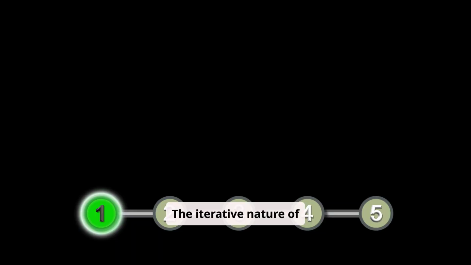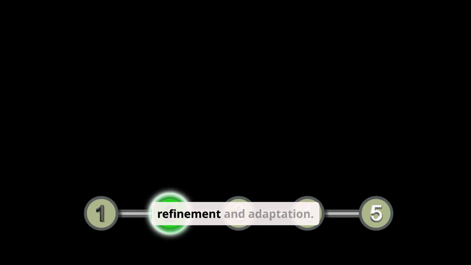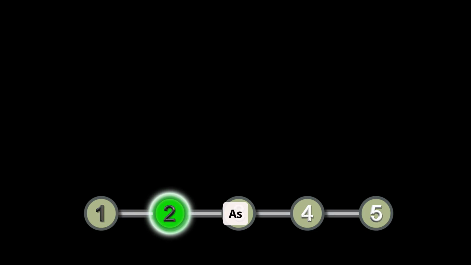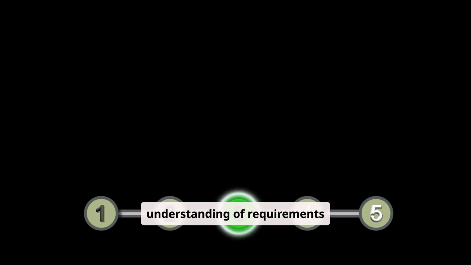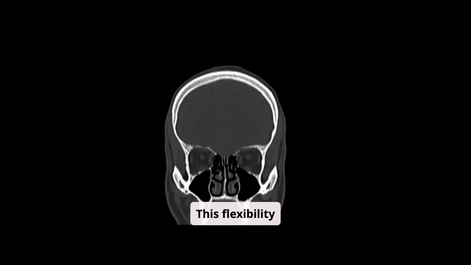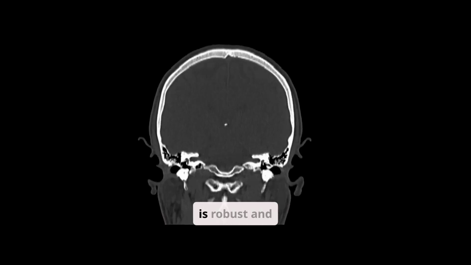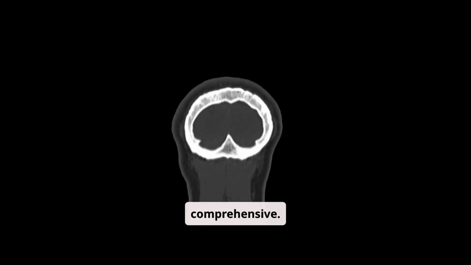The iterative nature of ER modeling allows for refinement and adaptation. As understanding of requirements deepens, the model can be adjusted and improved. This flexibility ensures the final design is robust and comprehensive.